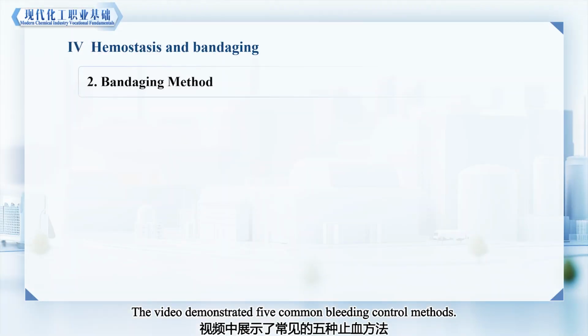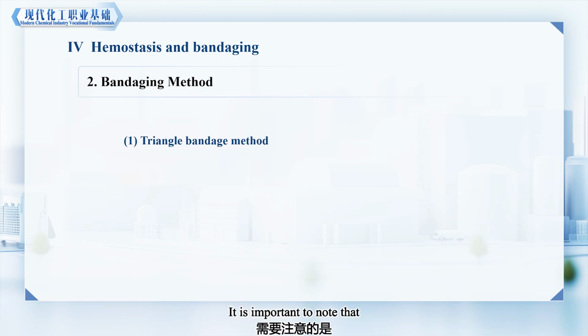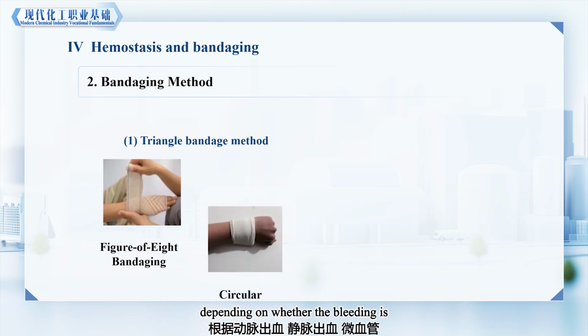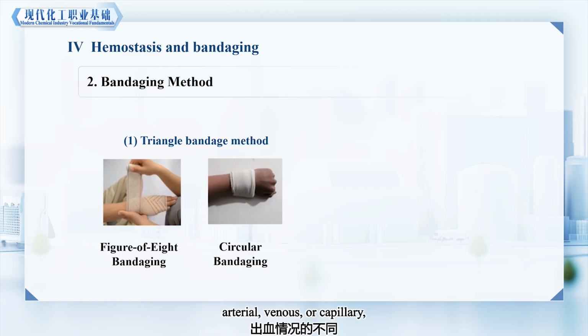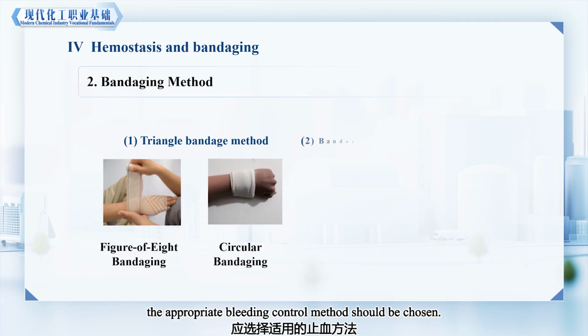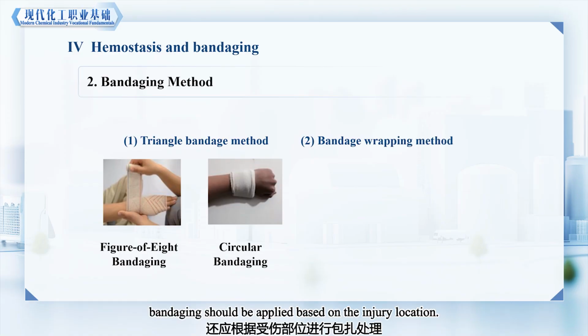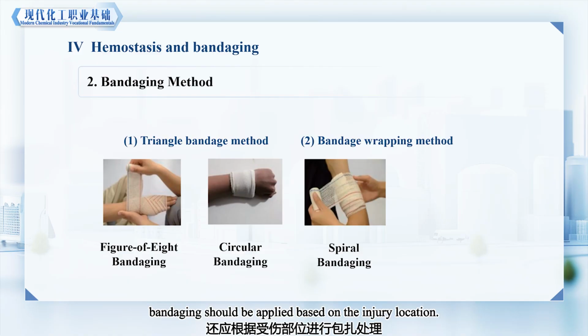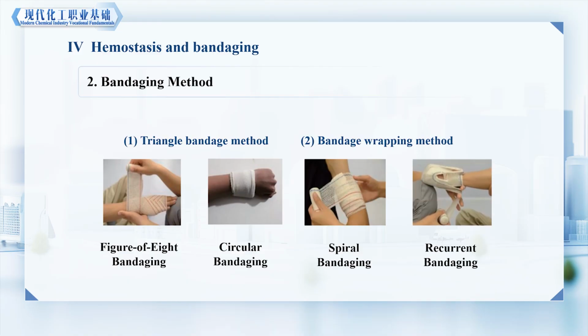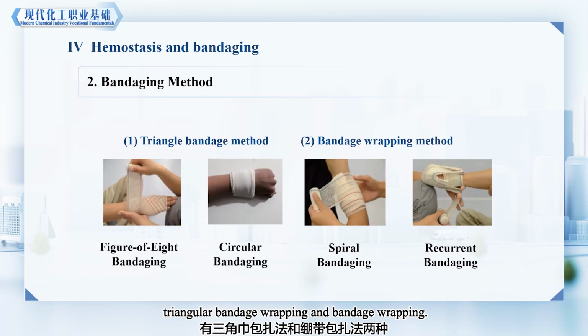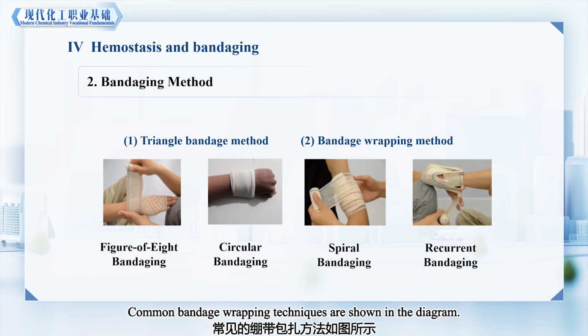The video demonstrated 5 common bleeding control methods. It is important to note that depending on whether the bleeding is arterial, venous, or capillary, the appropriate bleeding control method should be chosen. After controlling the bleeding, bandaging should be applied based on the injury location. There are 2 methods: triangular bandage wrapping and bandage wrapping. Common bandage wrapping techniques are shown in the diagram.